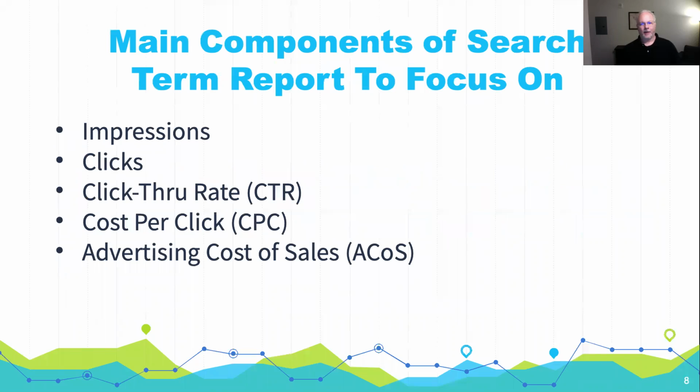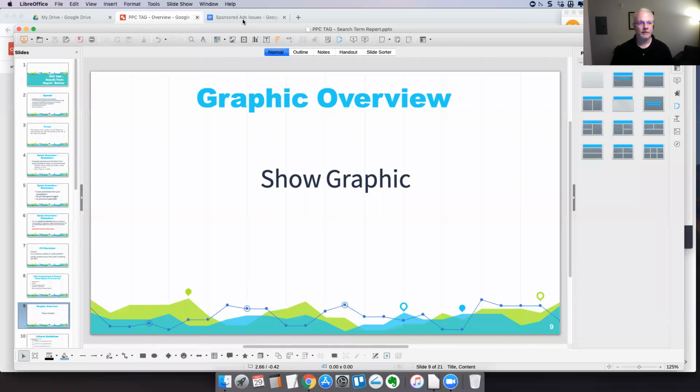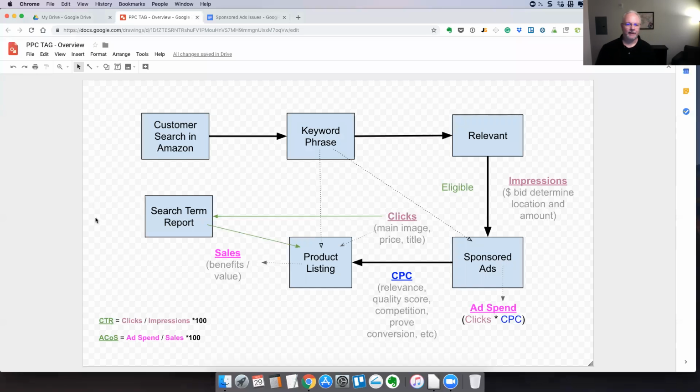So here are the main components that we're looking for on the search term report: your impressions, clicks, click-through rate, cost per click, and the advertising cost of sales. What I wanted to show you right now is a graphic, just to give you an example of how the flow goes, where the data in these pieces of the search term report comes from, and how it gets into that report. It starts at the upper left. A customer does a search on Amazon. If the keyword phrase they typed in is in your listing and in your sponsored ad, then there's potential that your ad is going to show up.